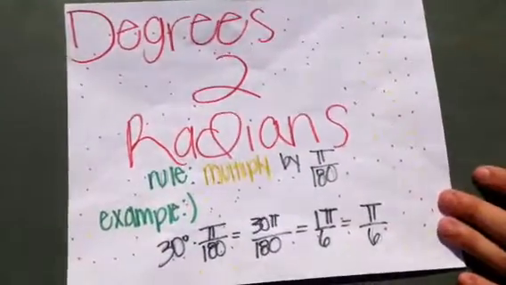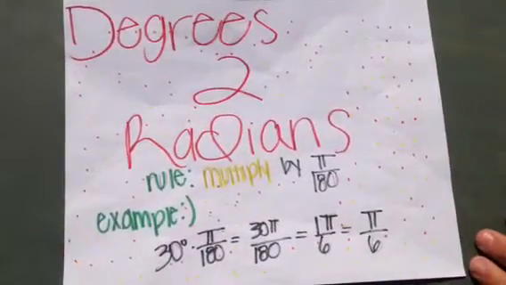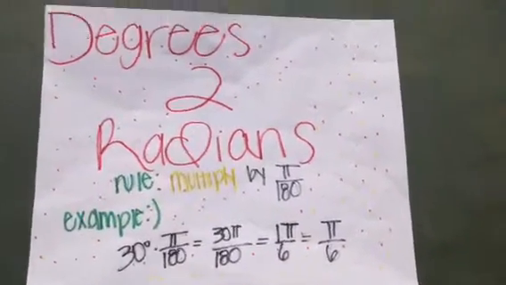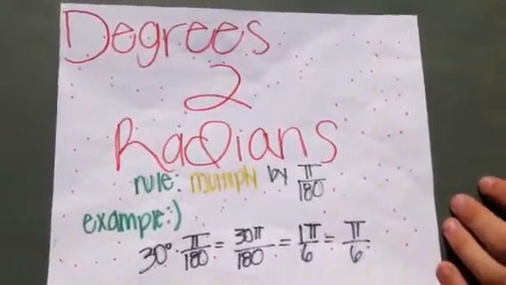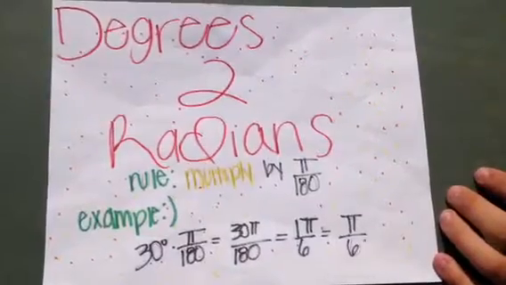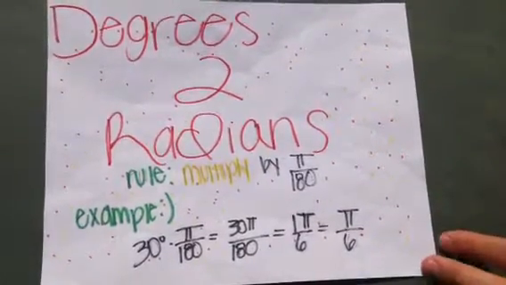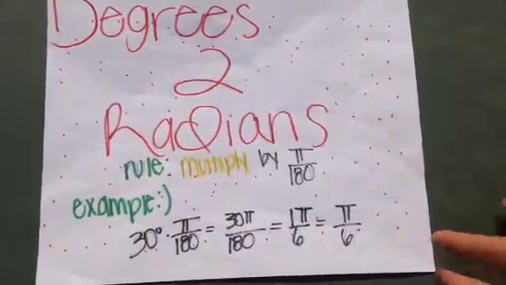Then if you wanted to do the opposite of that, degrees to radians, use the rule multiply by π/180. For example, if you had 30 degrees, you could multiply that by π/180, and you'd be left with 30π/180. And then to simplify that, you would end up with π/6.